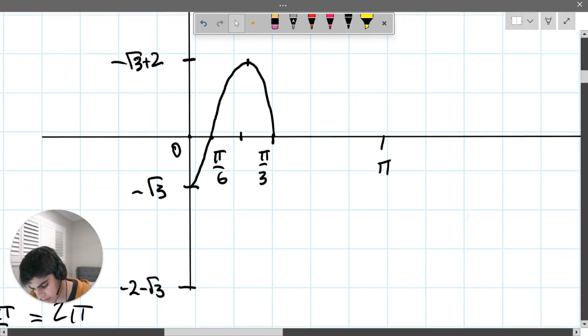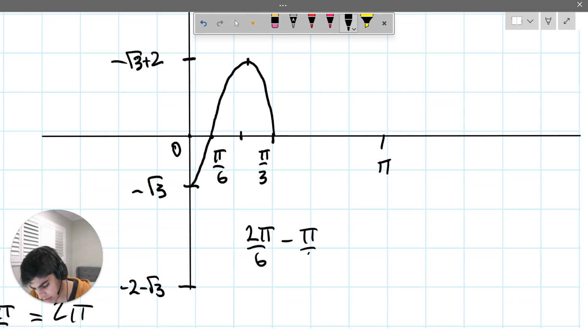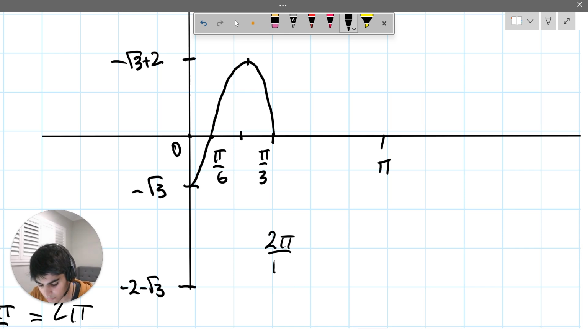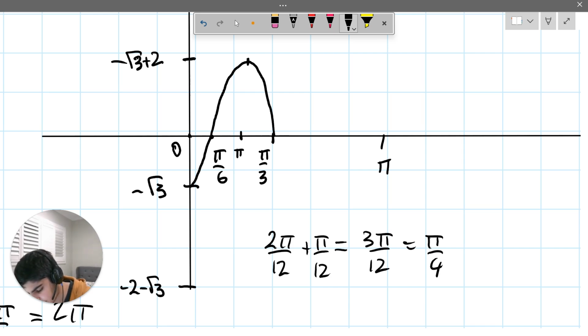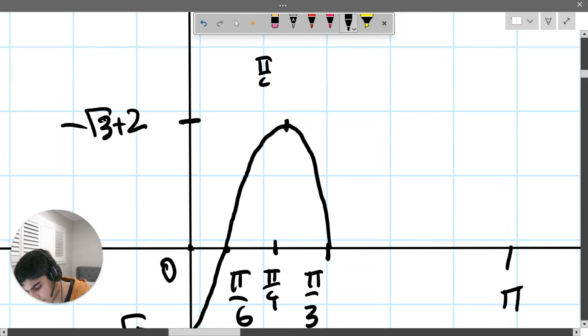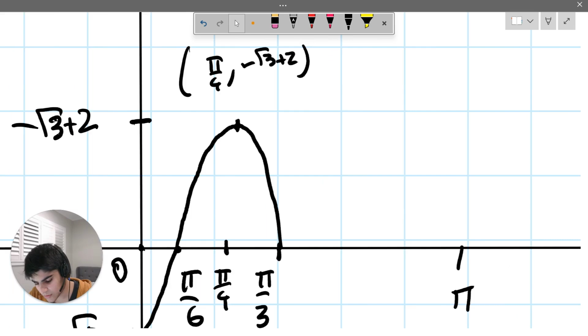This value here is 2 pi on 6 minus pi on 6. So this is pi on 12. This is 2 pi on 12 plus pi on 12, which equals 3 pi on 12, which equals pi on 4. This first point here, the minimum, occurs at pi on 4. Let's label this point. Pi on 4, negative root 3 plus 2. Now you can write this as 2 minus root 3, or negative root 3 plus 2, it doesn't matter. Pi on 4, negative root 3 plus 2.